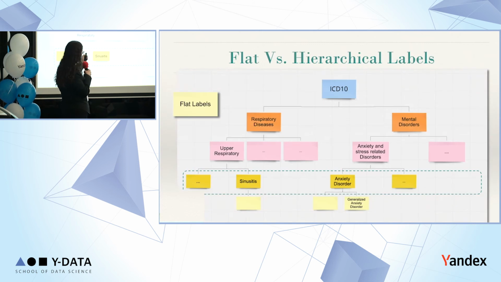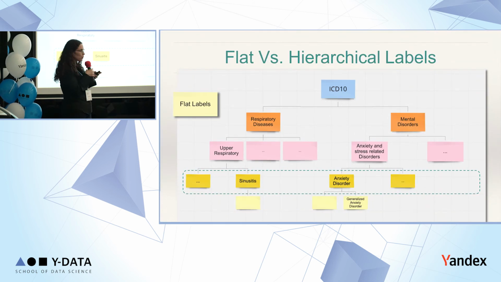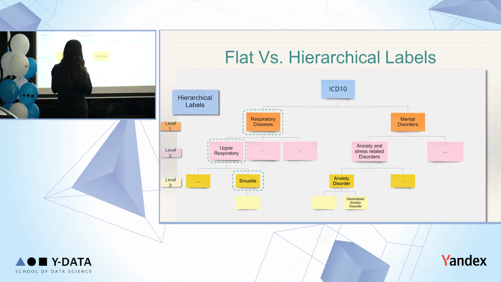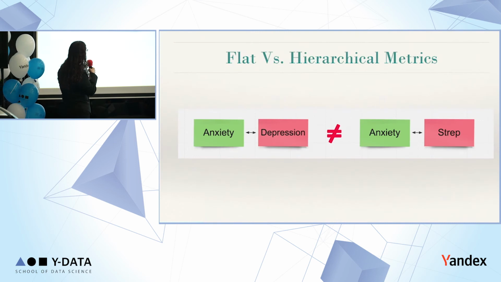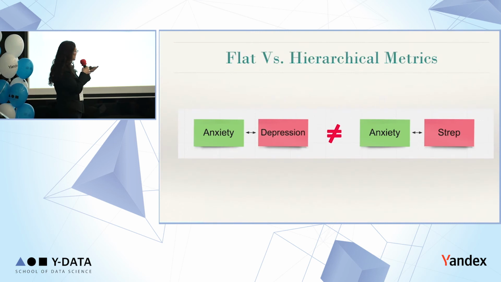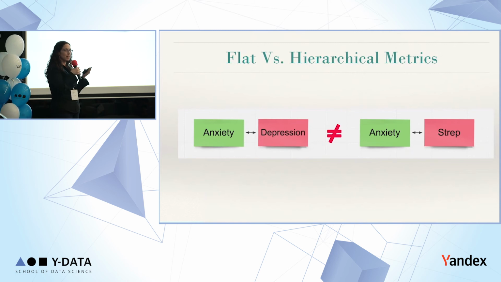Remember we talked about the flat labels? Before, we were ignoring all the hierarchy in the labels. Now we're going to take advantage of the hierarchical labels, and for each label we're going to take the full hierarchy, so which family it belongs to all the way up to the top. The reason behind it is that in a flat model, an error is an error. It doesn't matter if I confuse anxiety with depression or anxiety with strep. From a flat model perspective, this is an error and that's it.